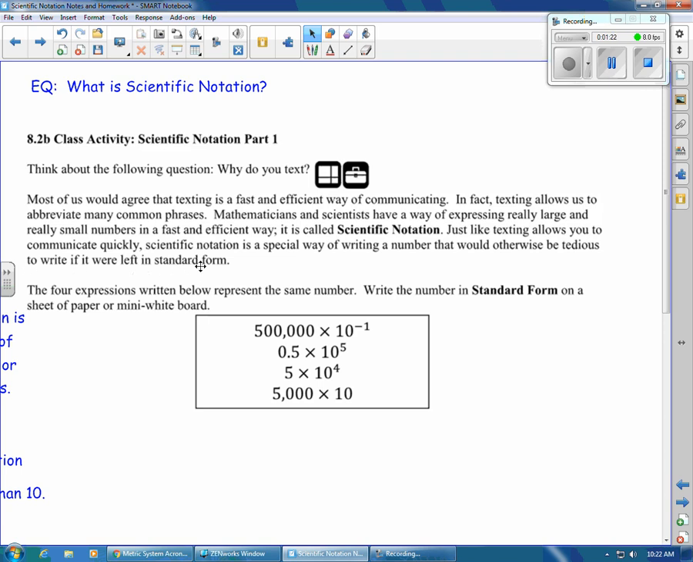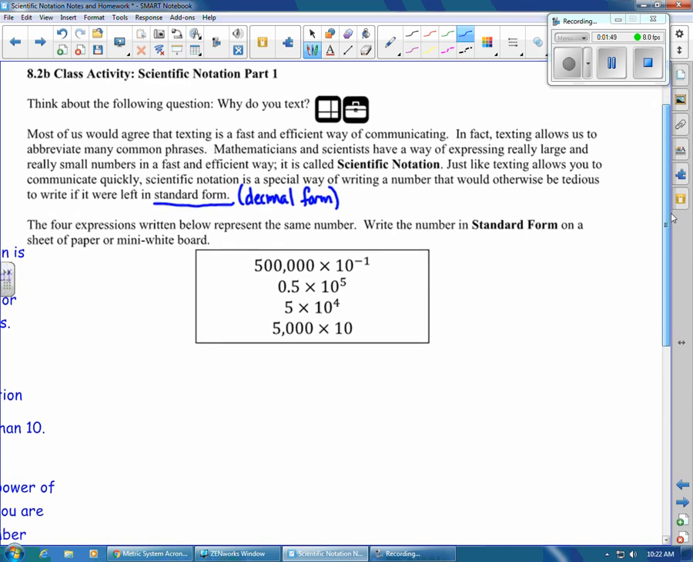Now right here, I want you to draw your attention to the word standard form. Standard form is sometimes also called decimal notation or decimal form. Okay? And when they talk about tedious, they mean really big numbers that are going to have a lot of zeros, numbers that get so big that we don't even know how to say them out loud. That's when it's nice to use scientific notation.